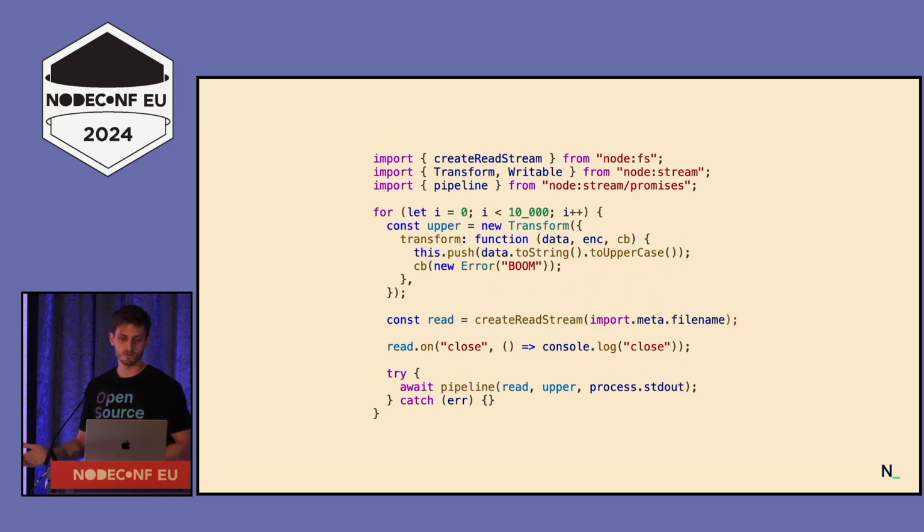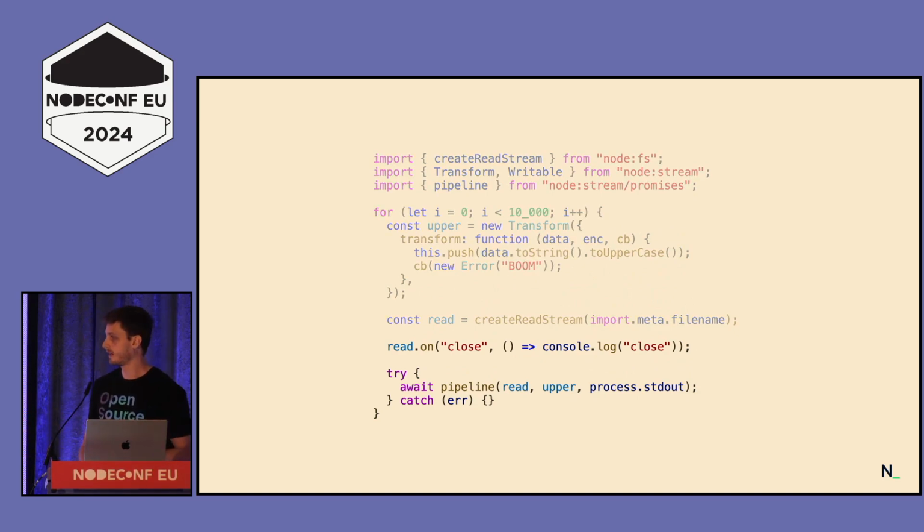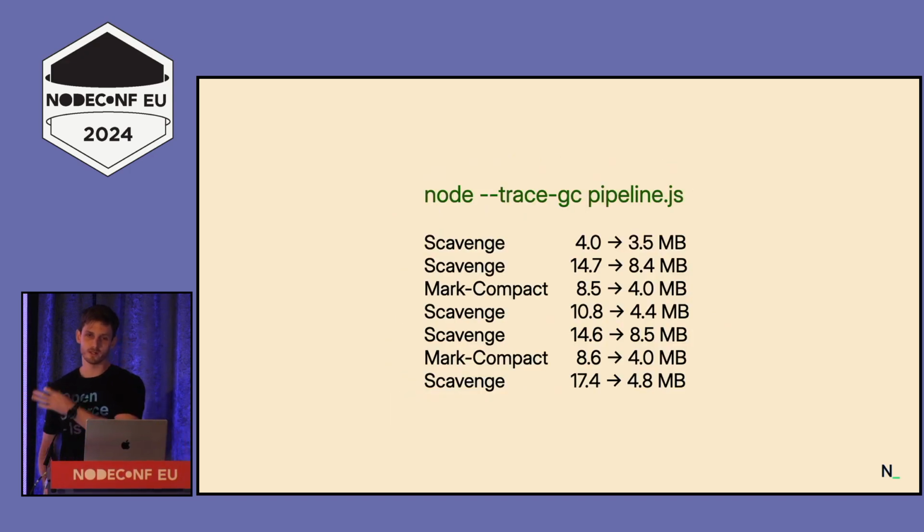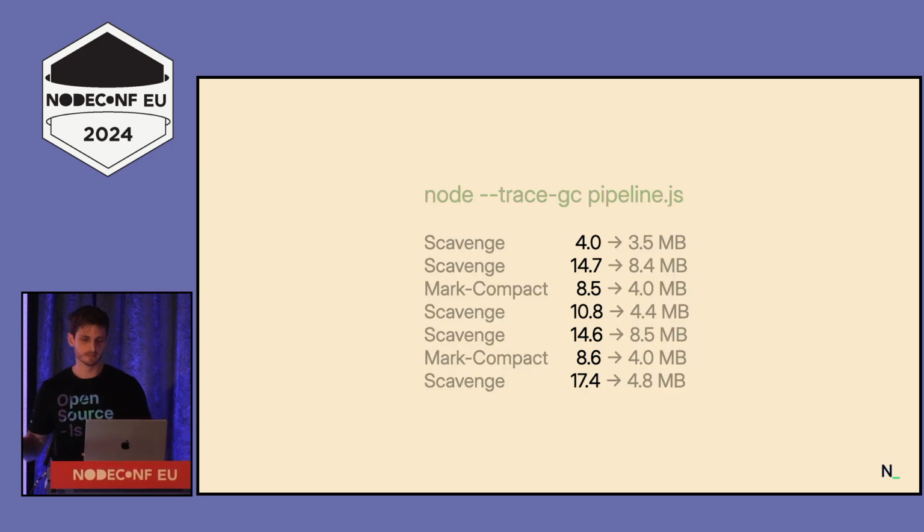So if instead we go with the pipeline version, we just have to put the close event on the readable and use the pipeline. If we run this, we will get the close event because pipeline is handling that for us. So if we do again with the garbage collection, I already cleaned it up because you already know how this looks. We can see something very different.